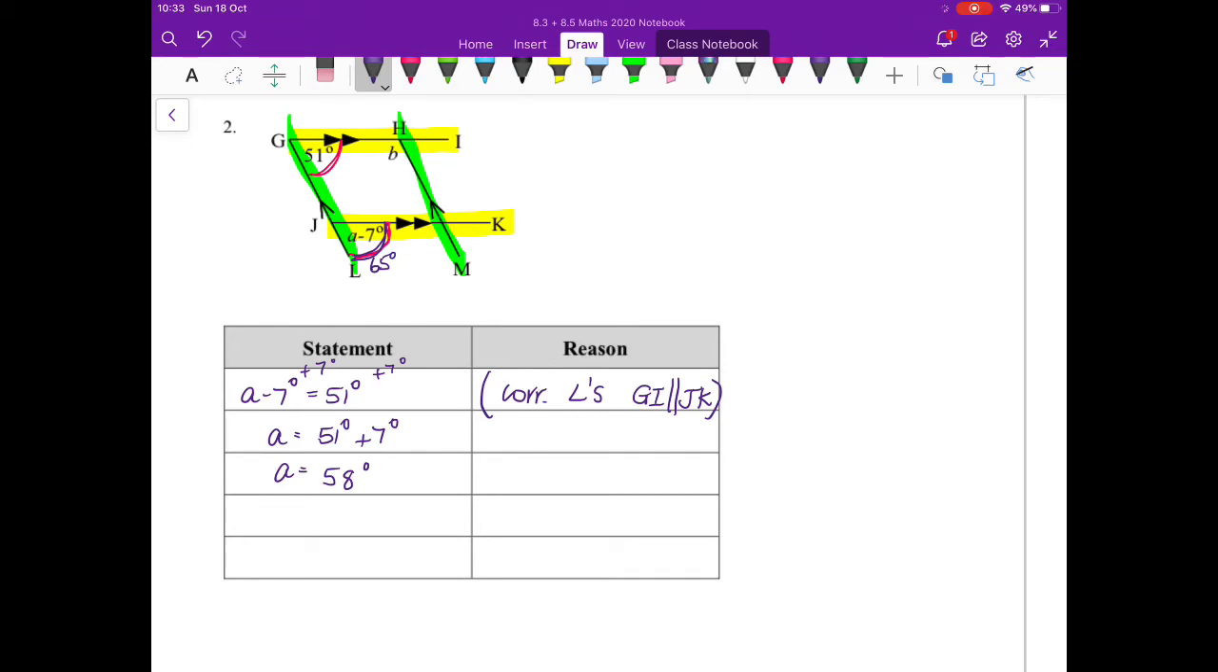Sometimes you need it. Get into the habit of writing it down. If I have a look at B, so let me get rid of that and that. So now I'm going to have a look at B. How are B and 51 connected? Well, they are both connected to the green parallel line, so I know that I am going to be using GL parallel to HM.